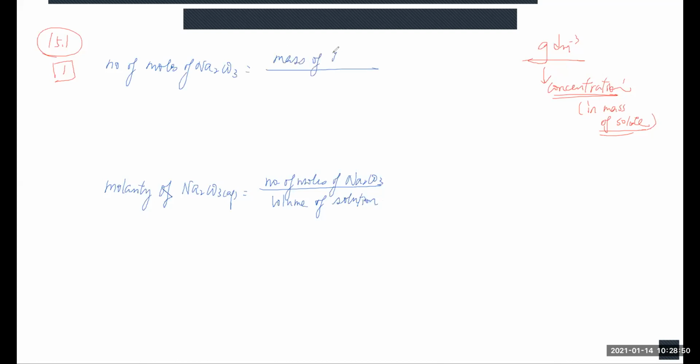How? Mass over molar mass of sodium carbonate. So you may find 47.7 gram over the molar mass of sodium carbonate. What is that data? It's 106.0.